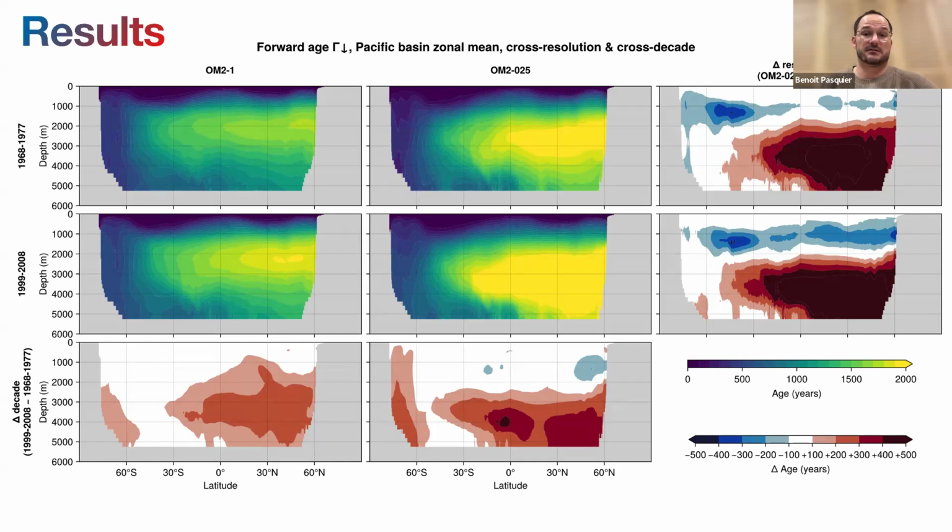Interestingly, you can see that with increasing resolution, you see maybe a bit less age in the intermediate and mode water region, and maybe this is because finer resolution has this effect. I'm not too sure. So if the age is younger, it means that there's stronger flow of intermediate and mode waters, and maybe a weaker flow of bottom waters.